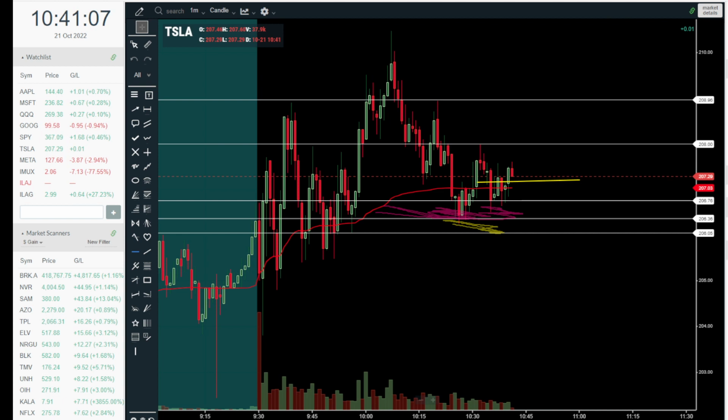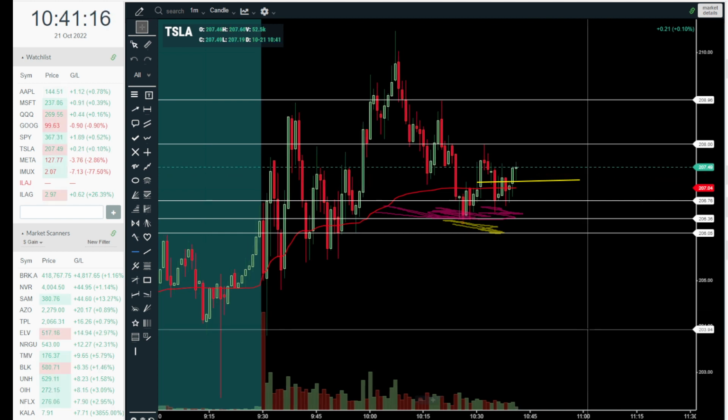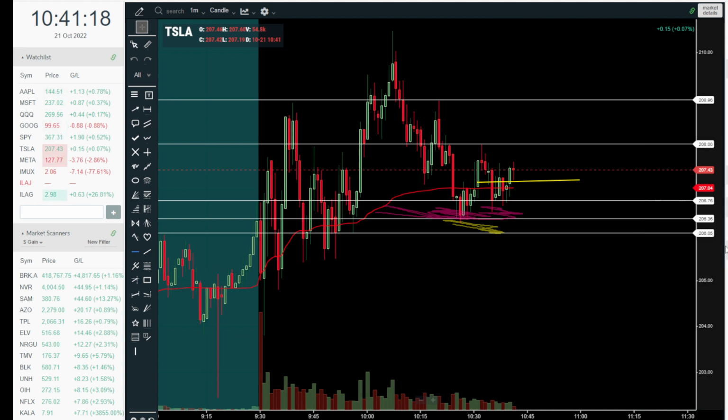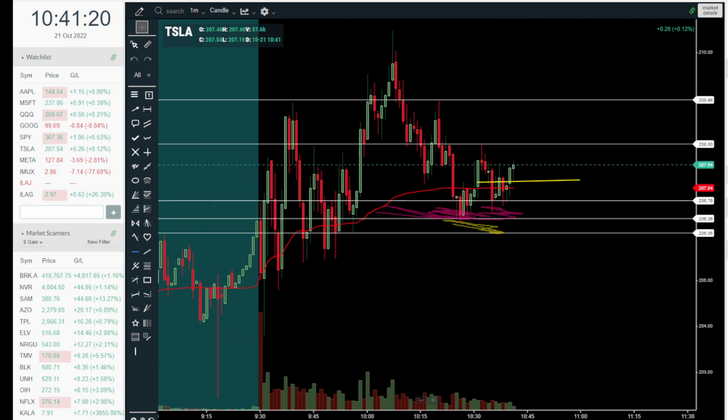All right, let's see what it does. Still, it's trying to, it's over the VWAP. We are very confident at this point. And now let's see what it does. It's really, really good right now. I'm getting ready to take my first partial. And right now, if you look at it, it's really, really nice. All right, I'm getting ready to take the partial.